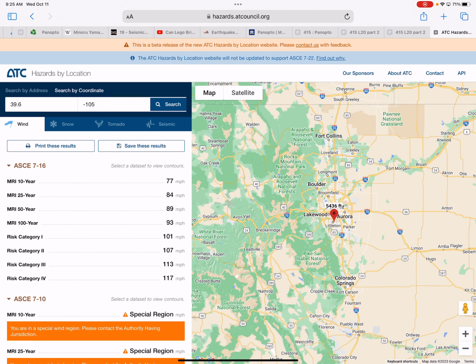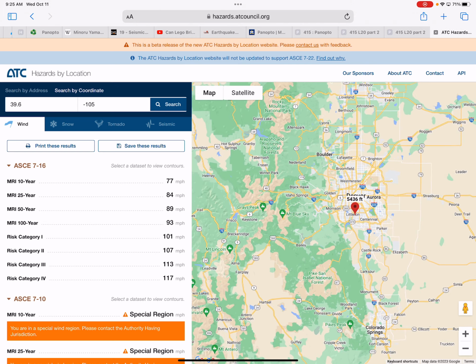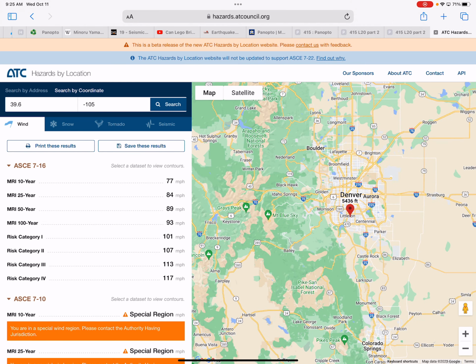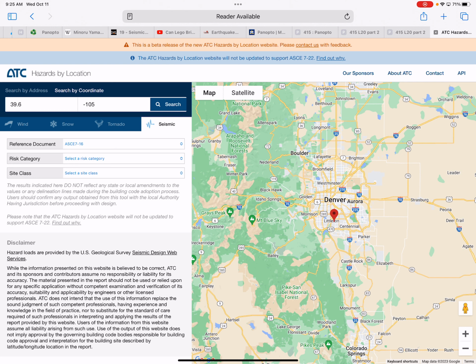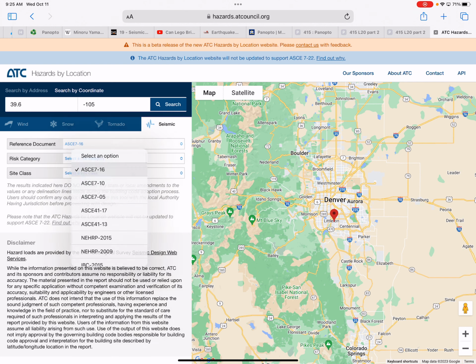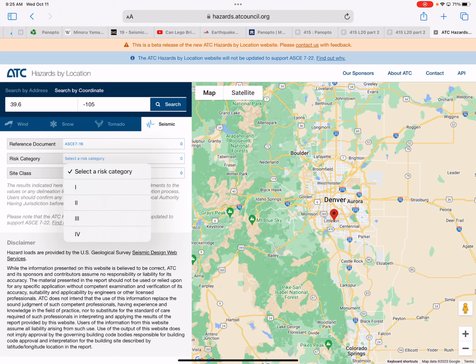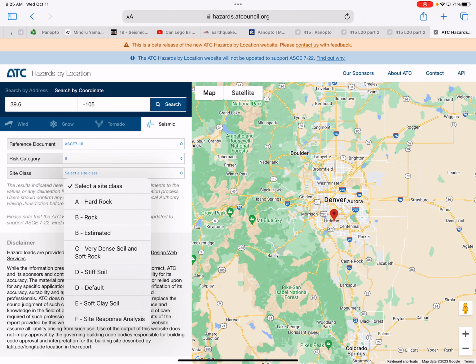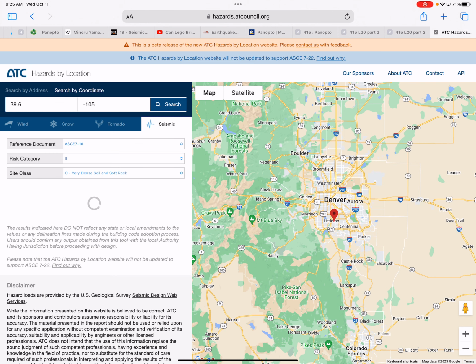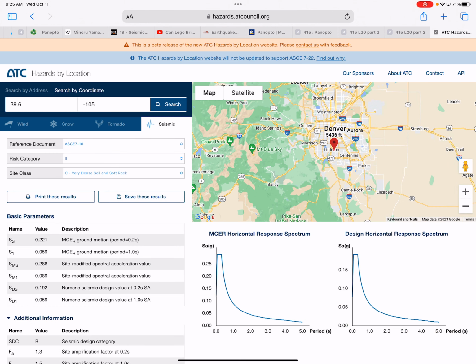All right, so that looks about right? Landed us in Denver. I'm gonna switch to the Seismic tab over here and then make sure that we have the correct reference document selected. And remember, for this, we have to input the risk category and the site class. So that's why I identified those first. Those two pieces of information have nothing to do with the mapped values. It's just a necessary input in order to get results from this website, okay?